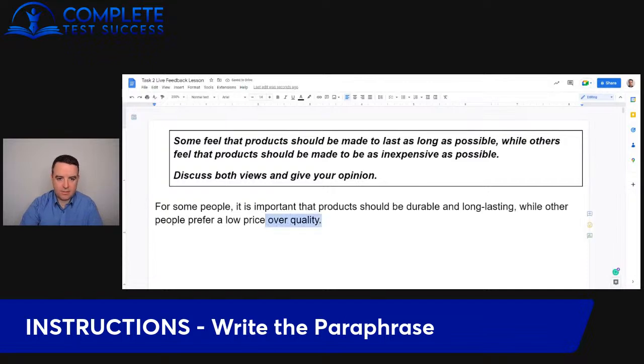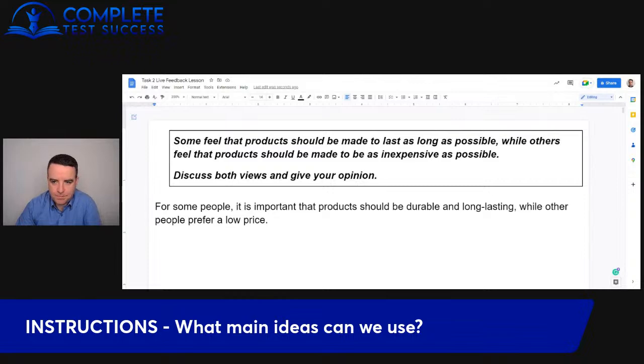And we don't even need that. Just prefer a low price, because prefer means prefer it more than the thing we just discussed. Okay, so that's perfect. So that's the first part of the essay done. So the next thing then is to consider what main ideas can we use.